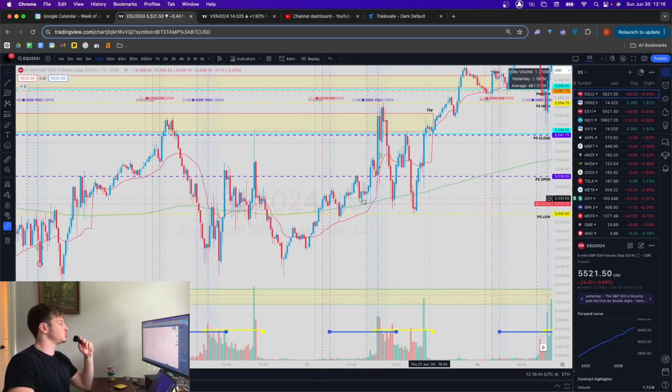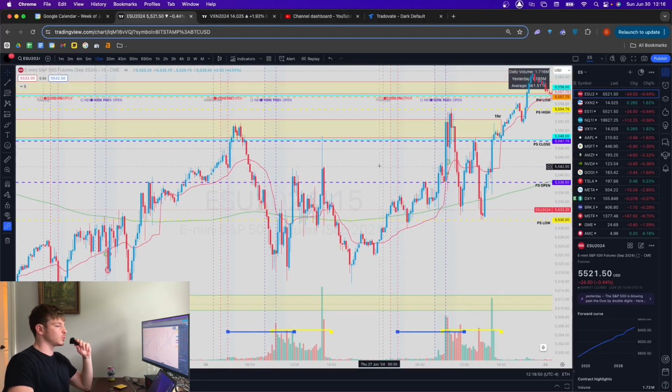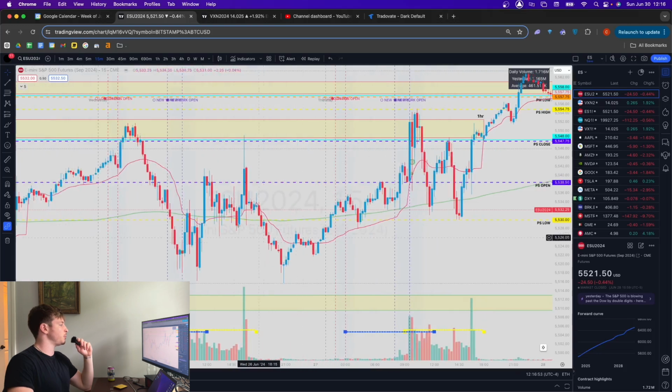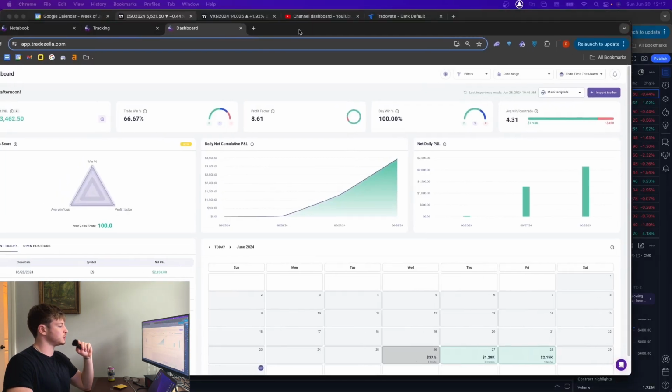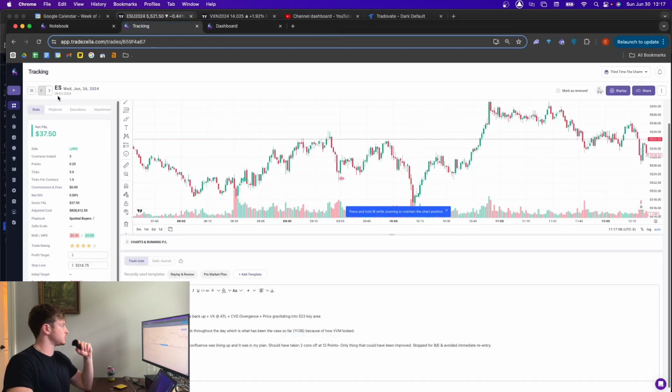I should have scaled 2 contracts out whenever I hit like 10 points, which is what I'm supposed to do according to my personal rules, and I didn't do that, so I paid the price and had a break-even trade. Thursday we had 2 entries, and let's just go to this.